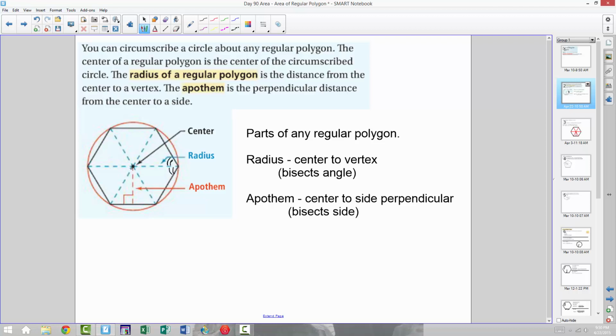The apothem goes from the center perpendicular to the side, and it bisects the side, so the side gets bisected. The apothem will also bisect this angle up top. So parts that you need to know: a radius of a regular polygon goes from the center to the vertex. What does the radius do? It bisects that angle. And the apothem, you have to know what an apothem is. It's a segment that goes from the center of the polygon to the side of the polygon, and it's perpendicular and bisects the side.